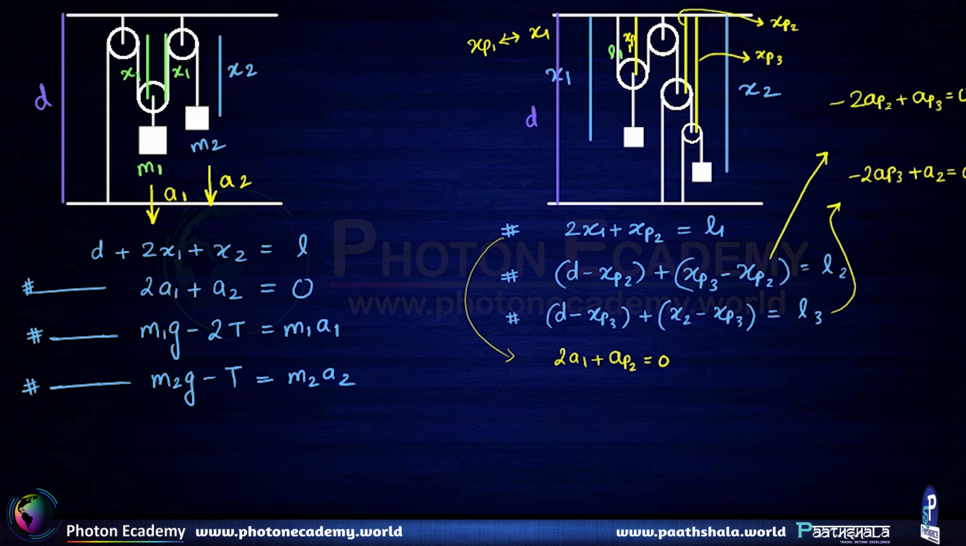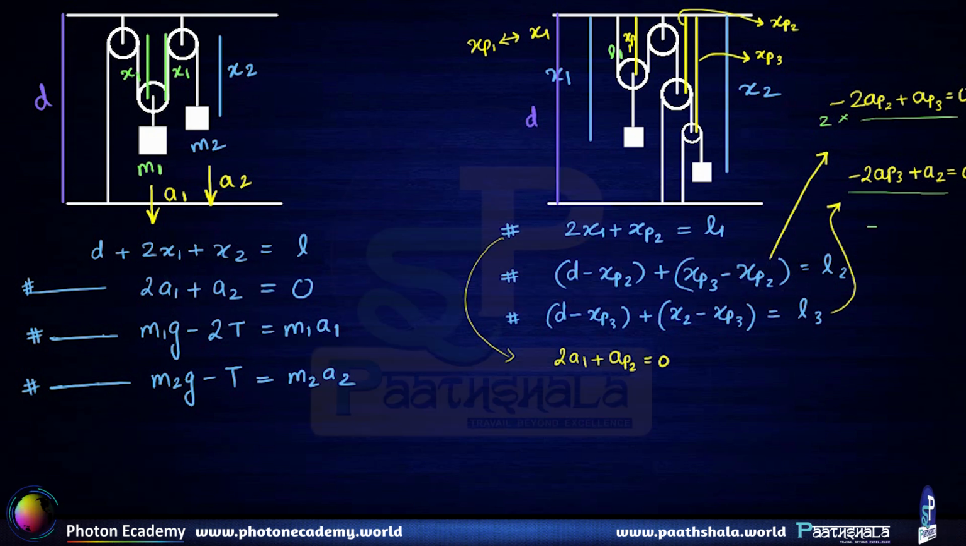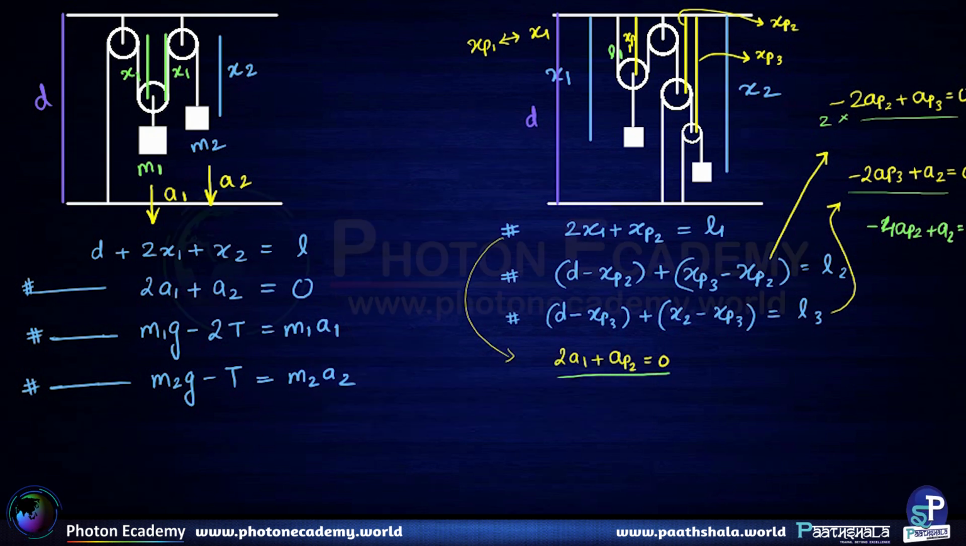Now here we have got one ap3 and here we have got 2 times ap3. So if we multiply this equation with 2 and add the two equations, we can eliminate ap3. So on doing that we get minus 4 times ap2 plus a2 is equal to 0. But from the first equation, minus ap2 happens to be equal to 2 times a1. So minus 4 times ap2 happens to be equal to 8 times a1, plus a2 equal to 0.